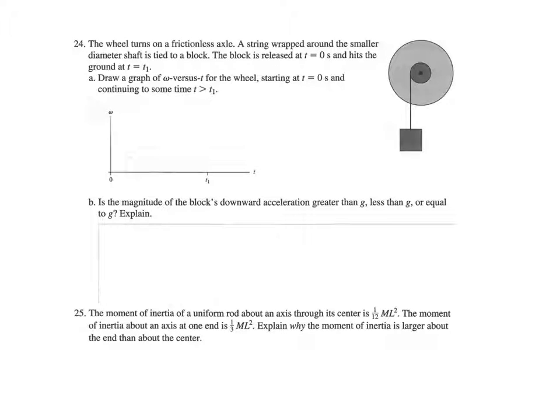So this one's kind of fun. It's on a frictionless axle. It's wrapped around a smaller diameter. The block is released and hits the ground at t equals 1 second. So basically, you have to decide where your ending velocity is going to be, and a constant force will give you a constant acceleration, or a steady increase of velocity. And then after that, after it hits the ground, it should just stop, right?